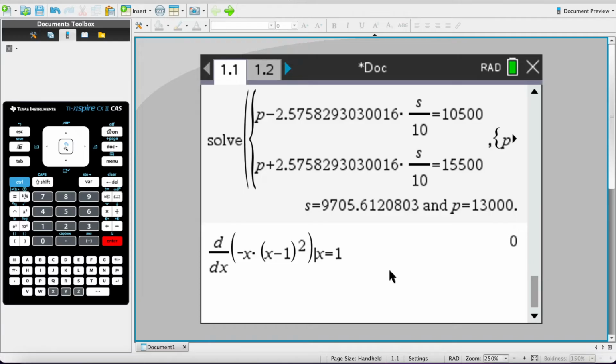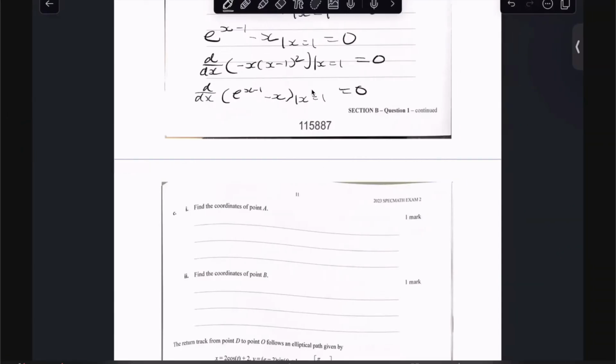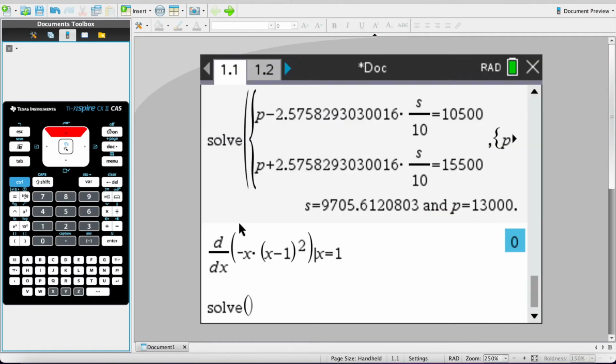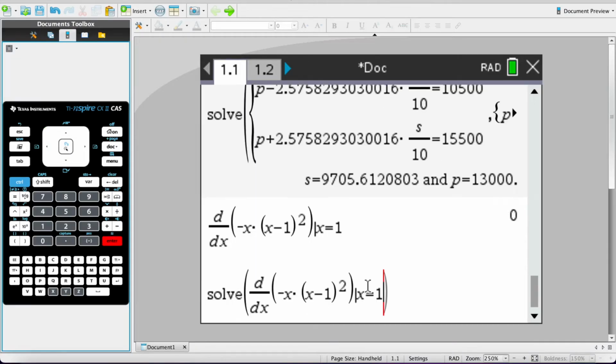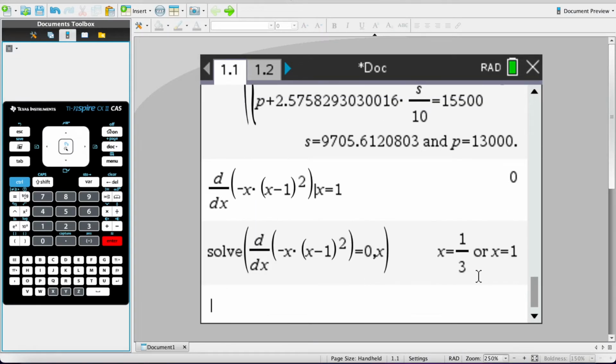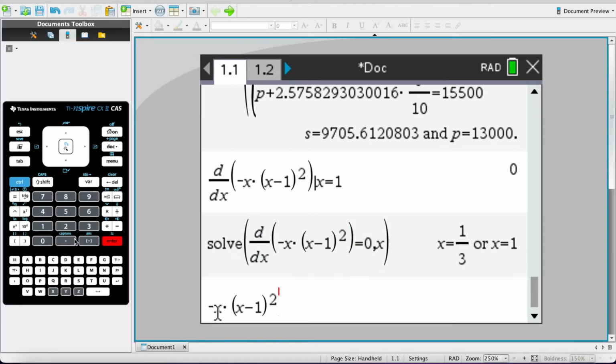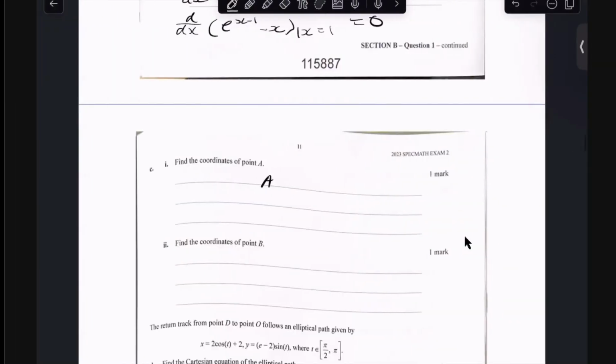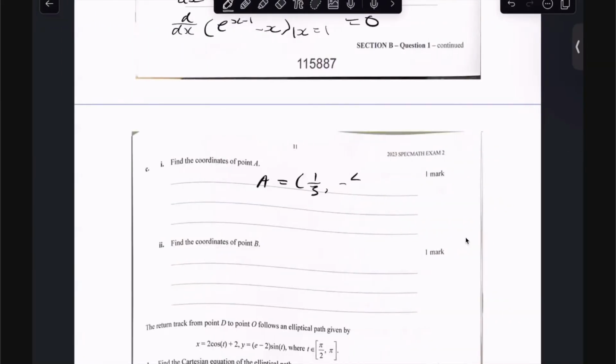Find the coordinates of point A. It doesn't say you need any working out. There's only 1 mark. So you can just do solve. This is equal to 0 comma x, and it's at 1/3. And then you can plug in 1/3 here. And that's negative 4 on 27. So A is equal to 1/3, negative 4 on 27.